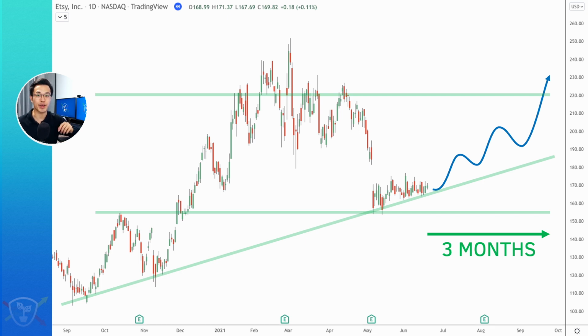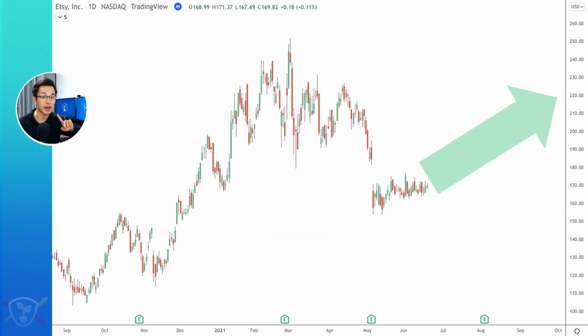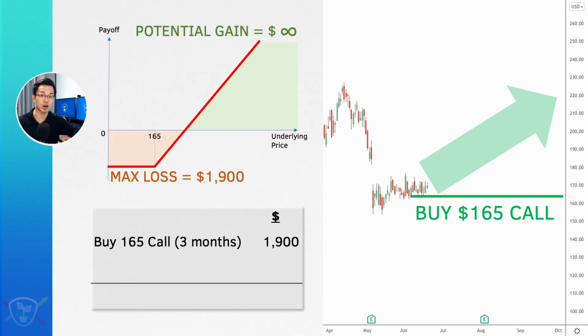So I want to find a way that I can benefit from this potential move, but with a limited amount of risk. In case I'm wrong, I want to know exactly how much money I could lose, and I don't want to lose any more than that. What I can do is buy a call option with a strike price of $165 with 3 months to expiration, and this will cost me $1,900. Theoretically, if the stock price increases to infinity over the next 3 months, my gains are unlimited. But if I'm wrong and the stock prices fall, my losses are limited to the $1,900 that I paid.